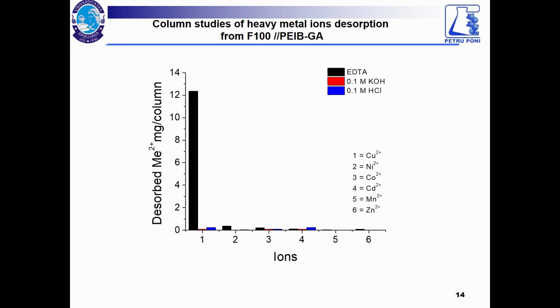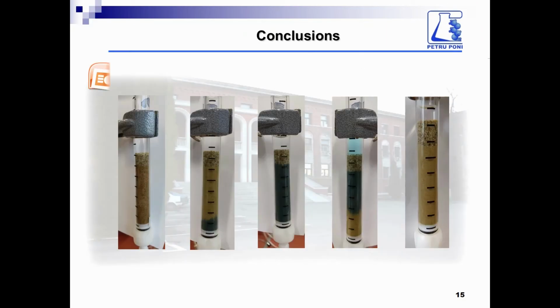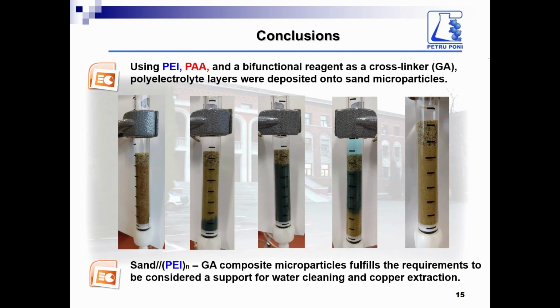Using EDTA solution, we can see that the columns are fully loaded, 12 milligrams of copper per column. Only small traces of other metal ions were recorded at the end. After extraction and washing, we can reuse the column. Using PEI, a polycation, a polyanion, and a crosslinker, an organic layer was successfully deposited onto sand particles. This composite fulfills the requirements to be considered a sorbent for water treatment and a chromatographic support.